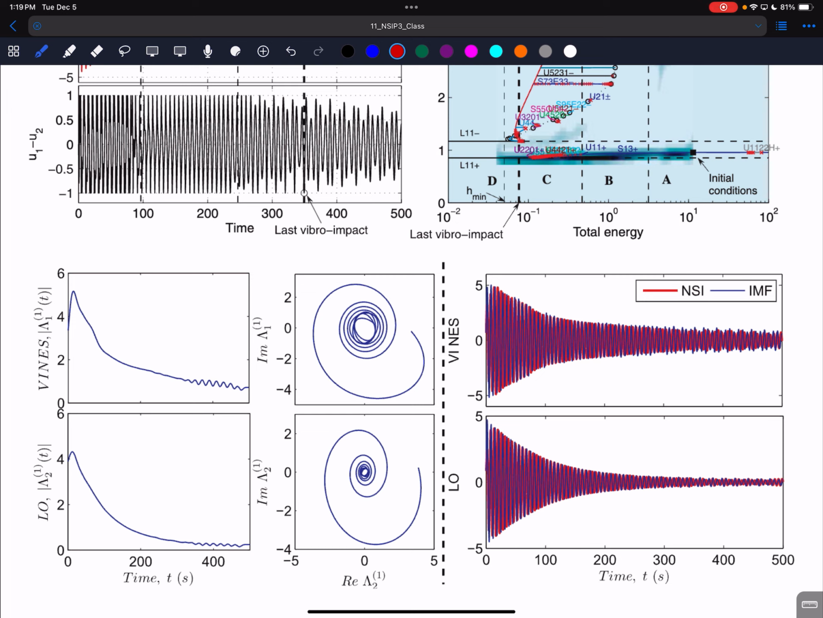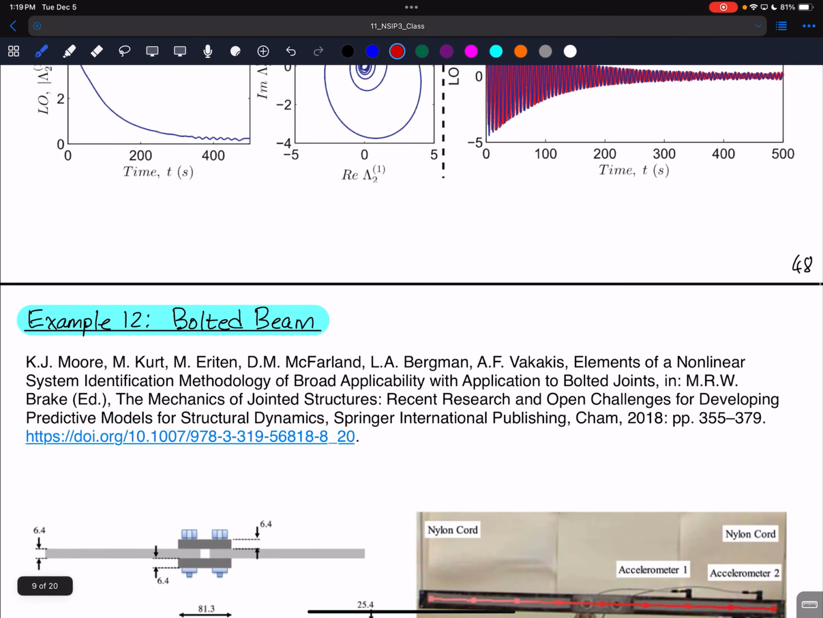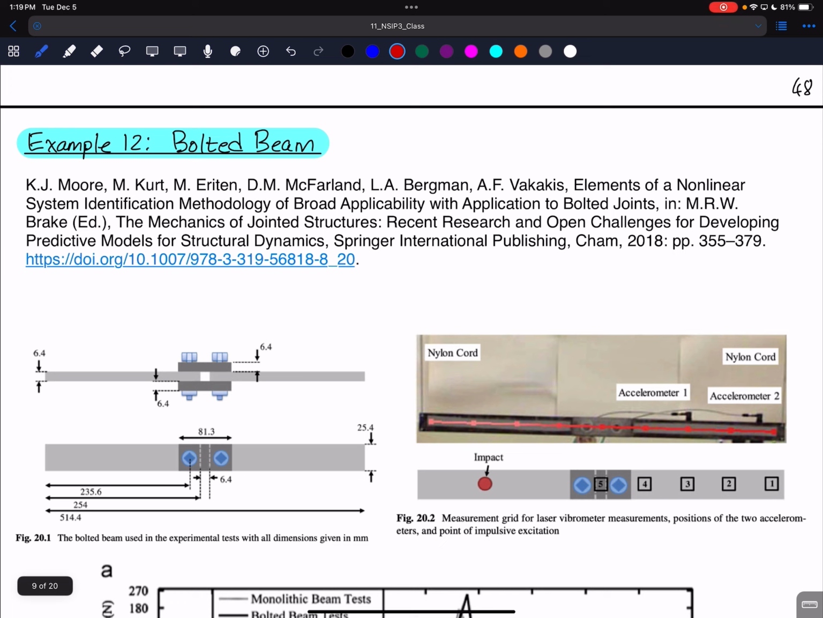Okay. We're going to take a look at another example, one applied to a beam. In this case, it's a bolted beam. The reference is from a book shown here. Although I'm the author of this, I didn't actually do any of this work. This is in a book, and I was tasked with writing it, so they put me as the author.